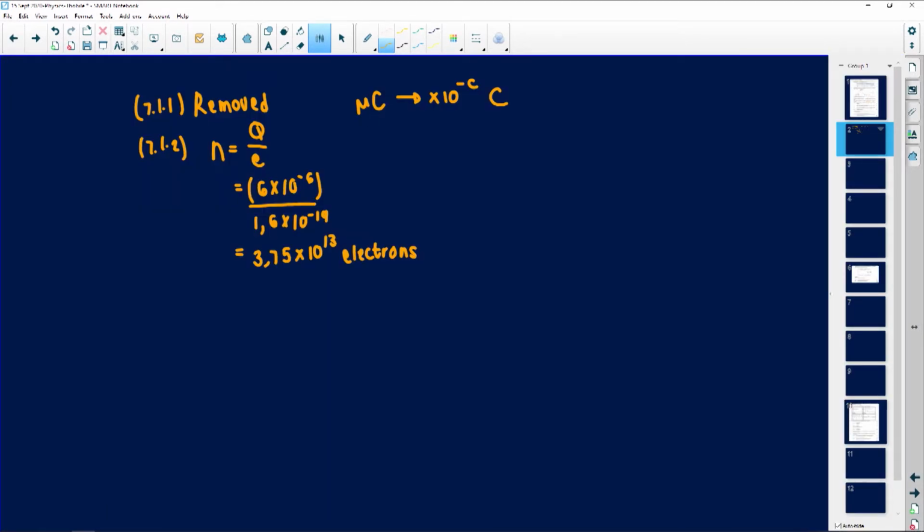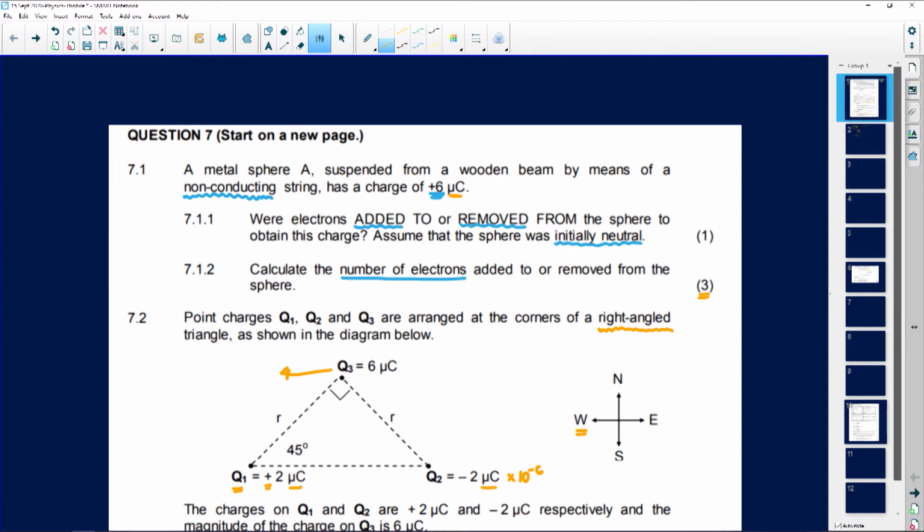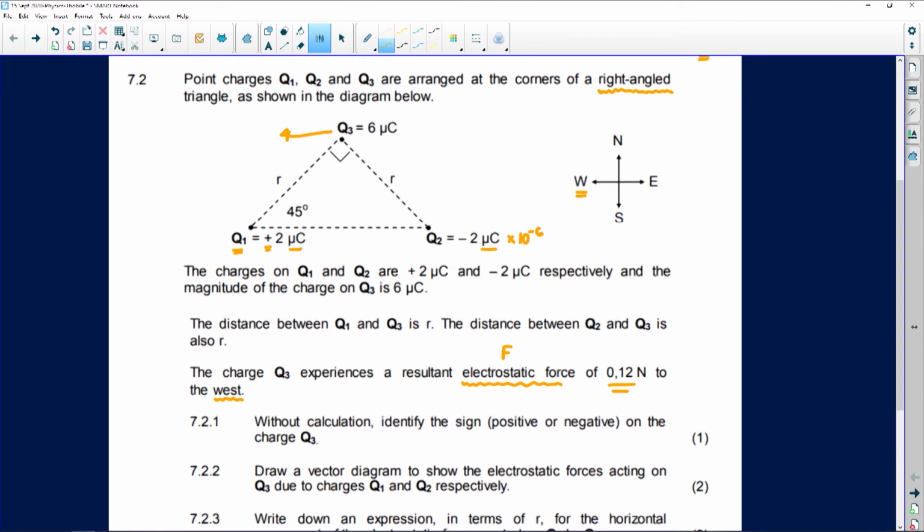Let's answer that question. So that is 7.2.1. It means that it is a negative. They did say without calculation. How do I know this is a negative? Because I know from my information, or my knowledge on electrostatics, opposite charges will attract and like charges will repel.